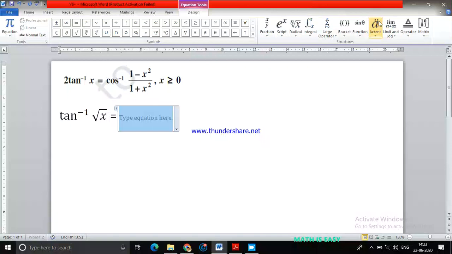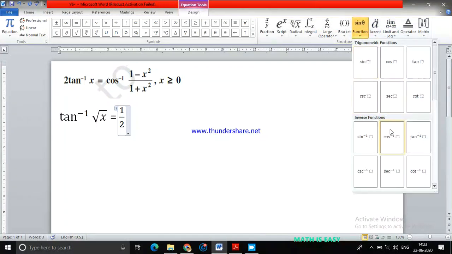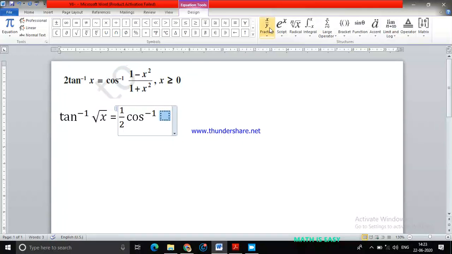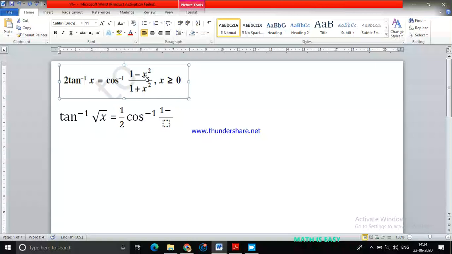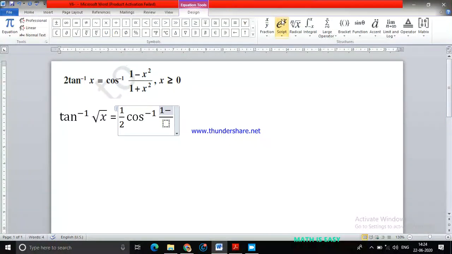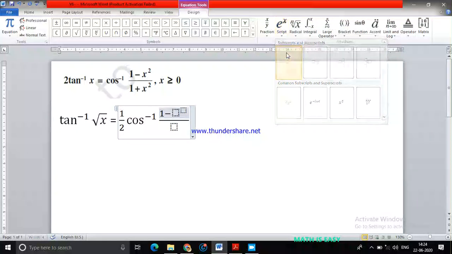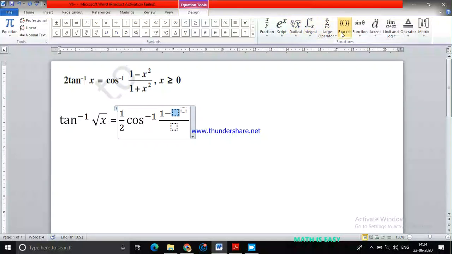So this will be written as 1 by 2. What is the formula? Cos inverse (1 minus x square upon 1 plus x square). So let me put cos inverse. 1 minus, see here you have x, so x is written as x square. Now you have root x here, so root x can be written as root x whole square. If you want you can put it, otherwise you can write it directly also.